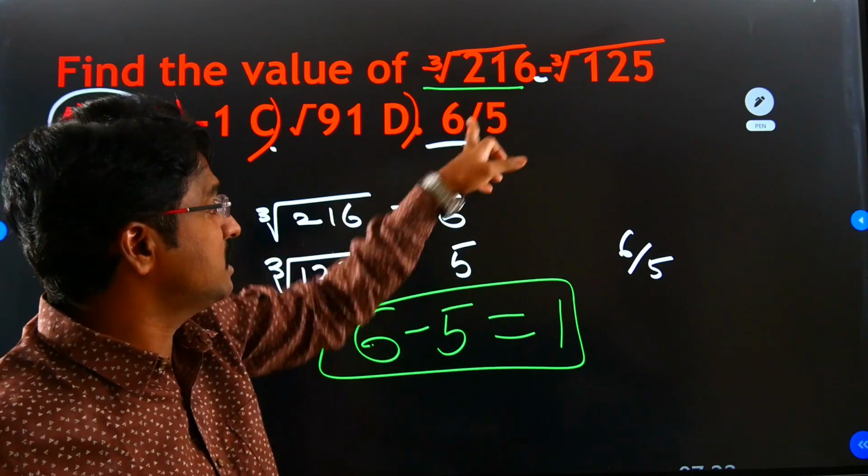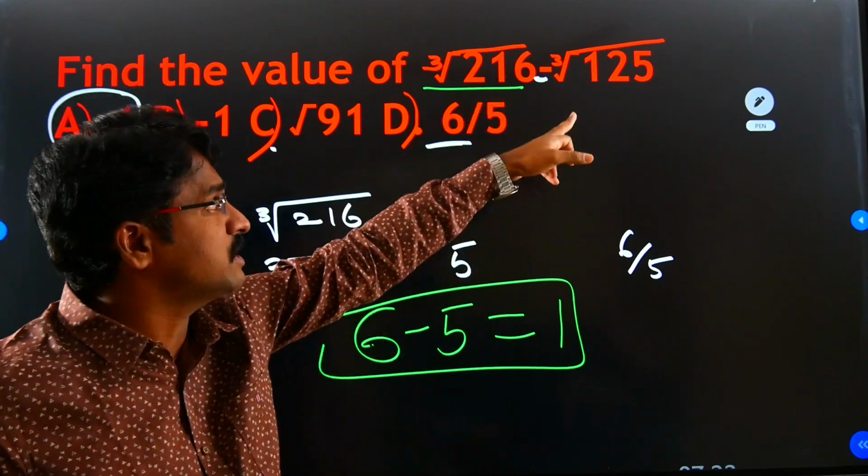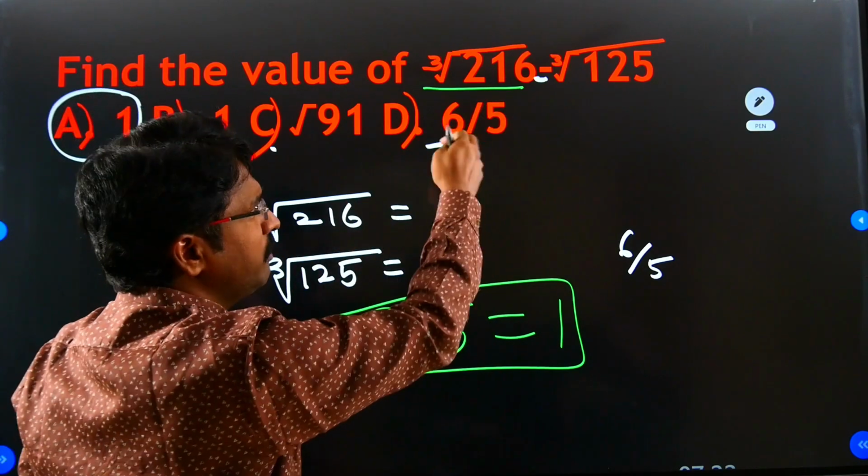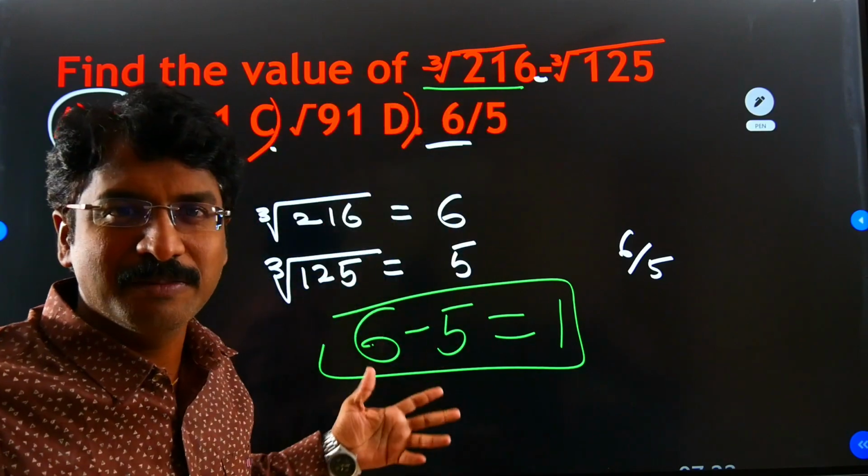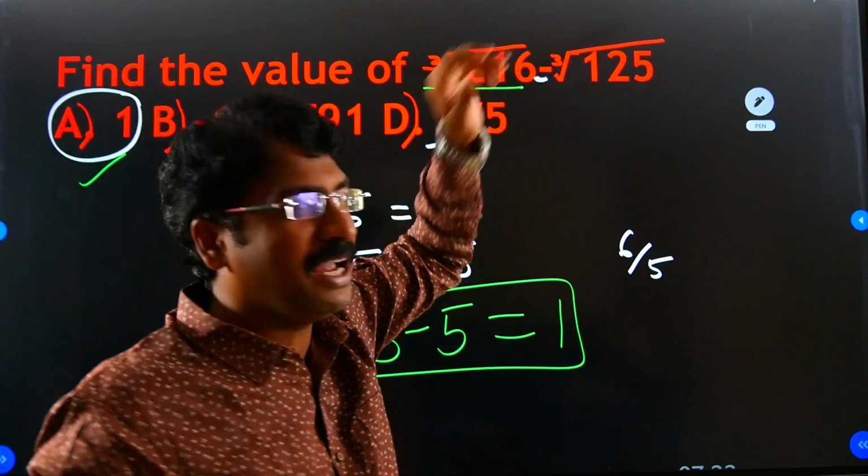So the second confusion is, you know, this is the 6, this is the 5. You will observe, yes, 6 is there, 5 is there. So pick up option D as the answer. But that is not the correct answer. Why? Because the minus is there.